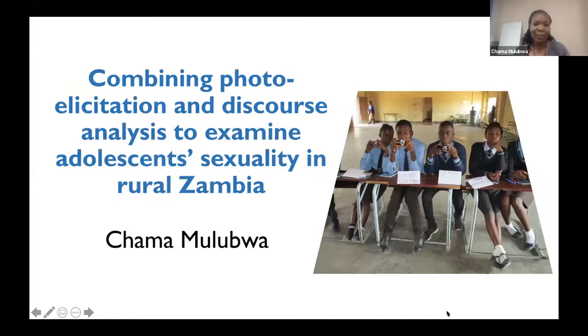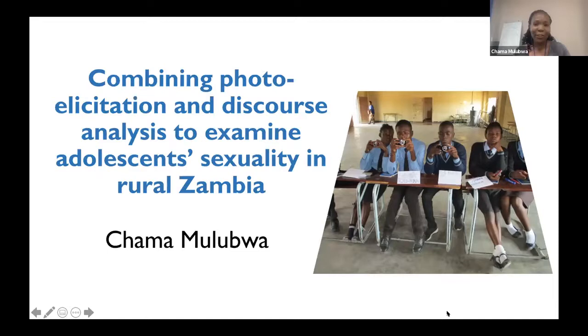Then at the end, I'm going to share some of the lessons that we learned as we conducted this study. Our study combined photo elicitations and discourse analysis to examine adolescent sexuality in rural Zambia, as I had mentioned. And as we are all aware, attaining sexual reproductive health and rights remains a challenge in many countries.